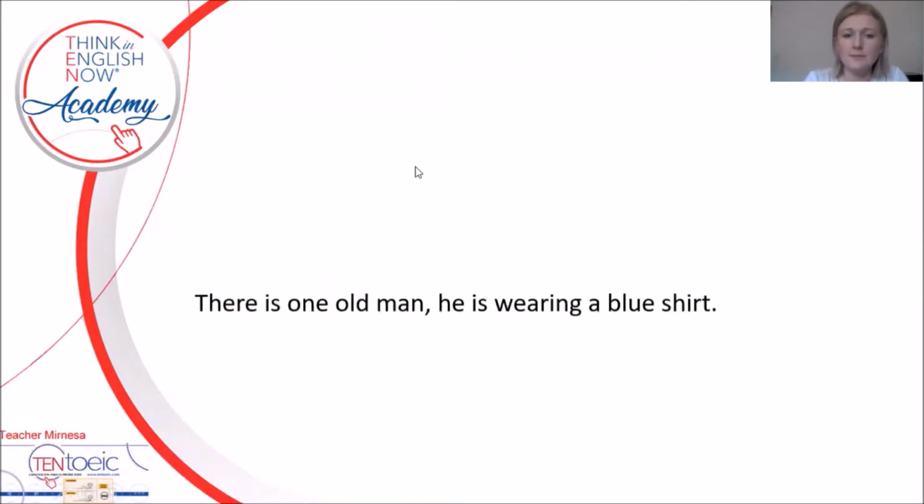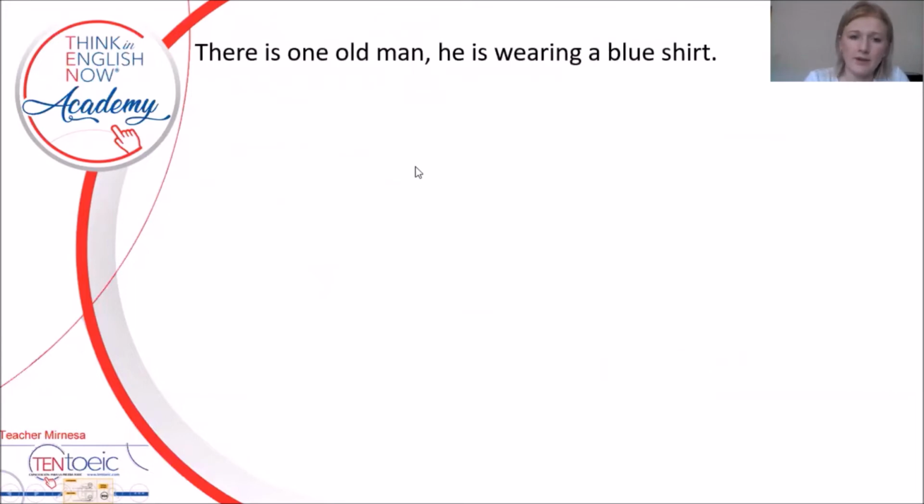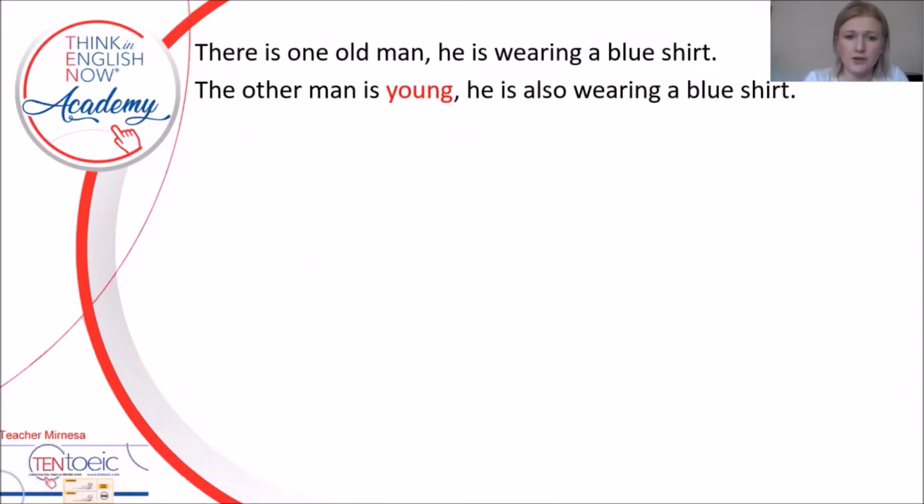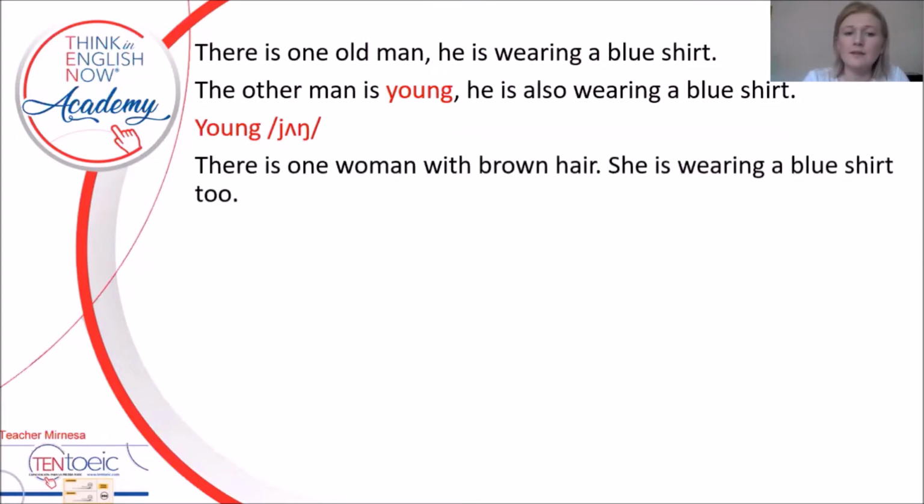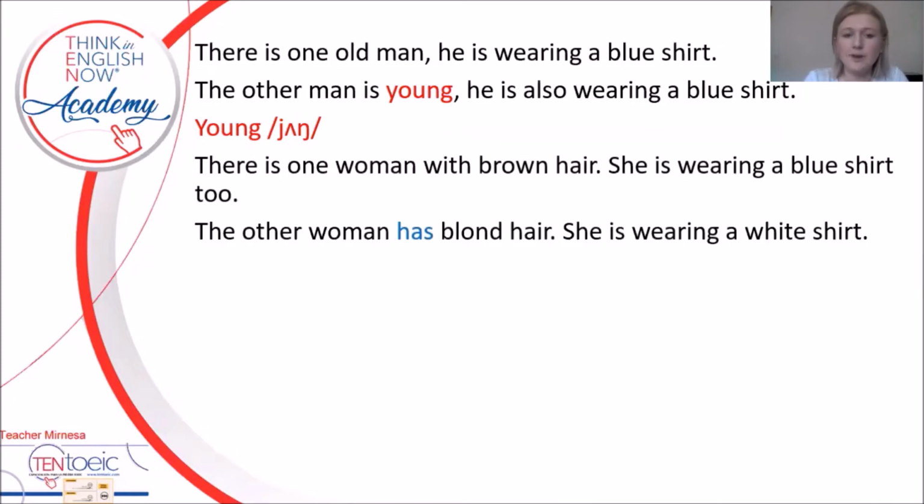Now, let's move on with describing our picture. We can say, there's one old man, he's wearing a blue shirt. The other man is young, he's also wearing a blue shirt. Pay attention to how we say young. There is one woman with brown hair, she's wearing a blue shirt too. The other woman has blonde hair, she's wearing a white shirt.